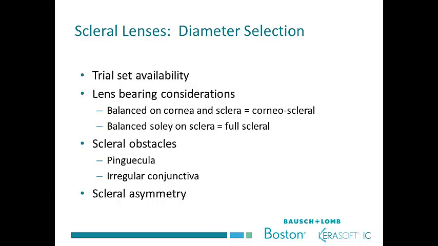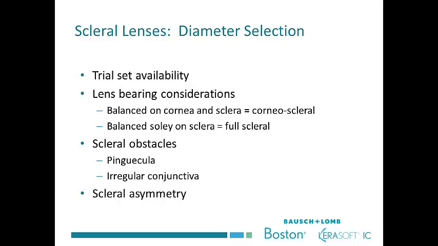So sometimes it just depends on what you have in your office. It could be just whatever trial set you have, or if you have a favorite lab or manufacturer, it's whatever trial set that they offer as a scleral lens. And the other thing you have to think about is how you want to bear your lens. Again, a corneal scleral lens balances the weight on part of the cornea and the sclera. And if it's balanced solely on the sclera, it's a full scleral lens. So typically a corneal scleral lens will be a smaller diameter lens, so it's 14.5 or smaller on average.